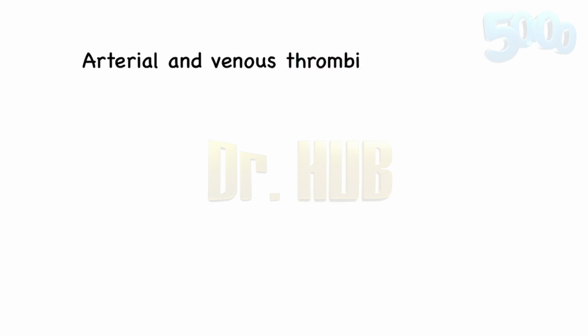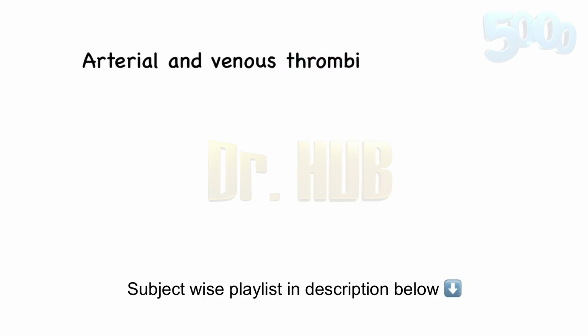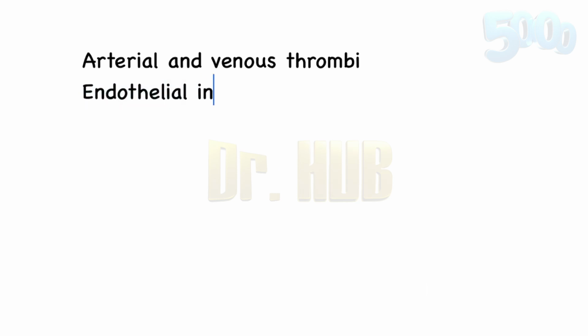Today we'll be looking at the arterial and the venous thrombi. So the first is, let's look at the arterial thrombi. This is the pathogenesis being the endothelial injury or the site of turbulence. Now when you look at venous thrombus, it is the stasis of the blood.